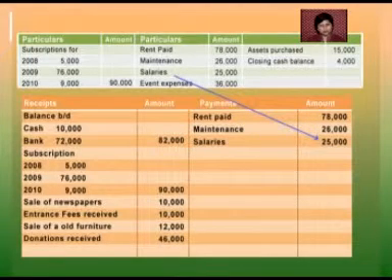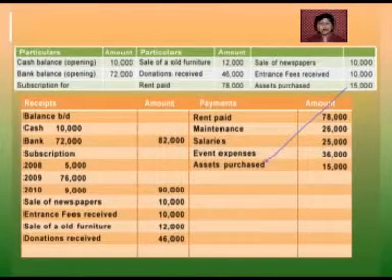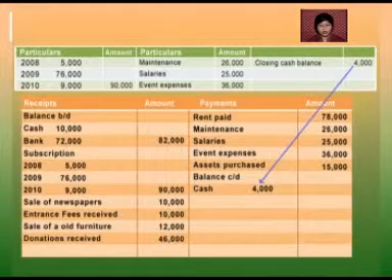Salaries, these are also the payments. So on the payment side, amount is rupees 25,000. Event expenses. Event expenses are also the expenses incurred, hence the payment must have been made. So on the payment side, we will be writing the amount 36,000. Assets purchased, again some payments have been made. So on the payment side, we will be writing assets purchased and in front of asset purchased, we will be writing 15,000. Then there are closing cash balances amounting to rupees 4,000.